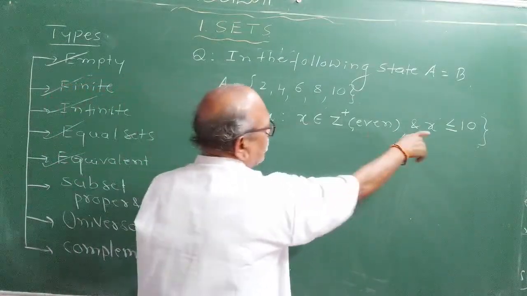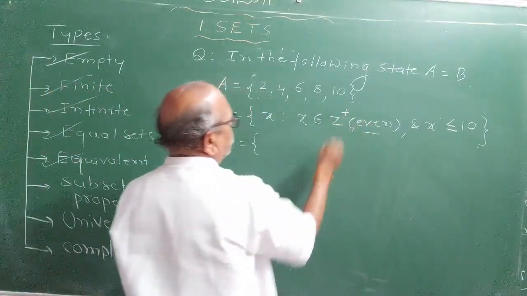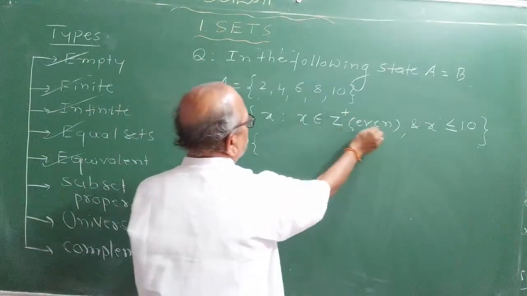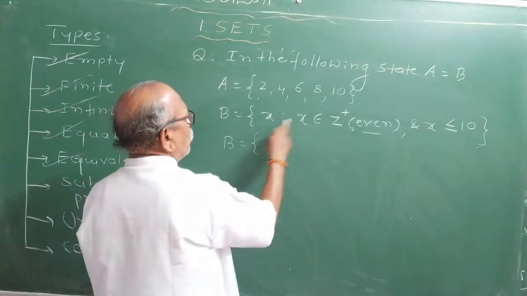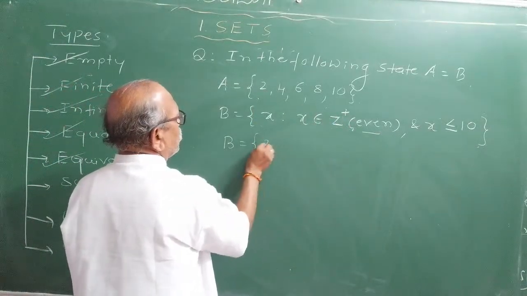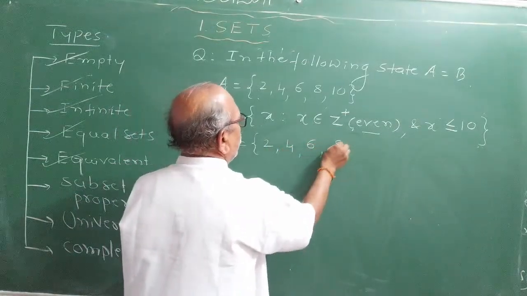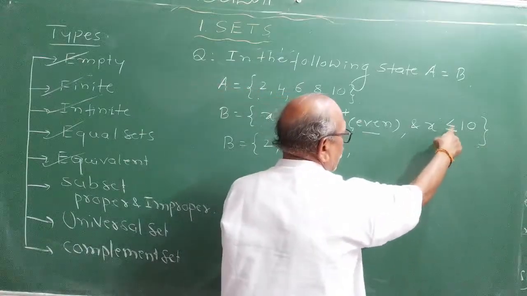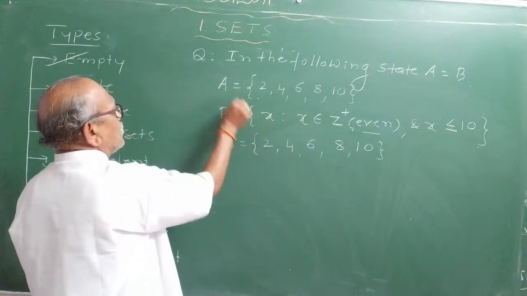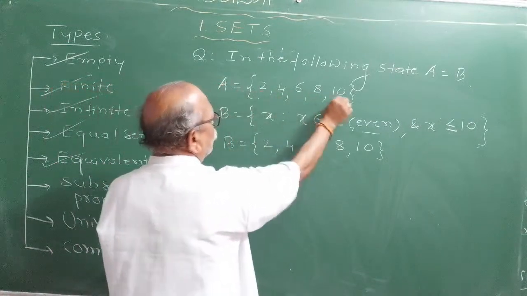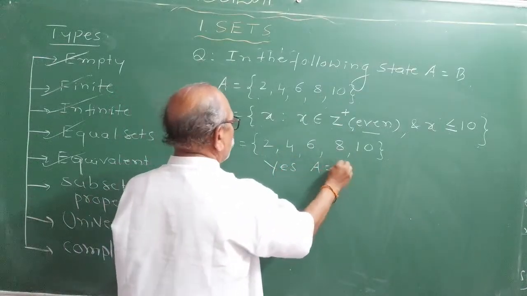See, this is in rule method. You know how to write rule method. Even positive integers are written as Z plus. x belongs to Z plus even, x is less than or equal to 10. Observe. What is the first even number? Even positive number 2, second even positive number 4, 6, 8. Less than or equal to means 10 is also there. What is your answer? All the elements of A, 2, 4, 6, 8, 10, are present in B. Yes, A is equal to B.